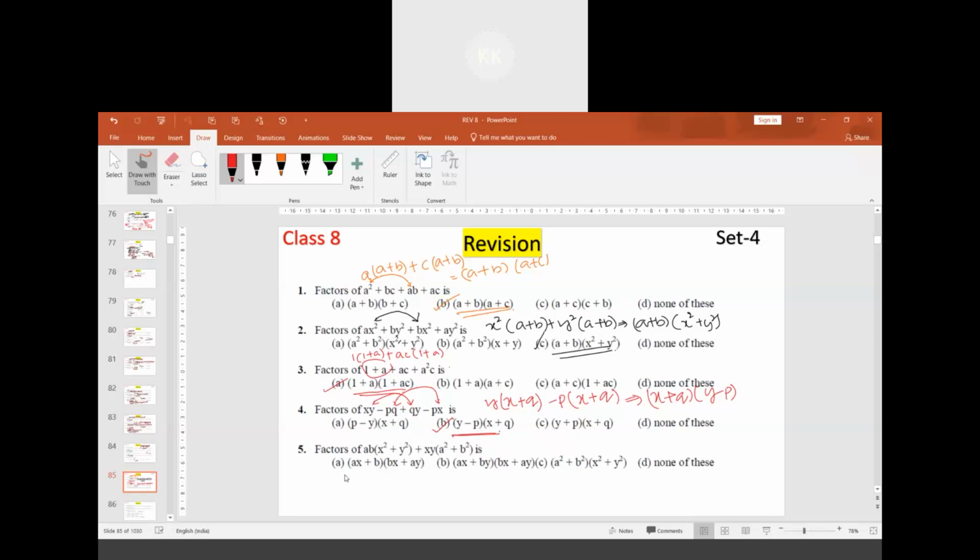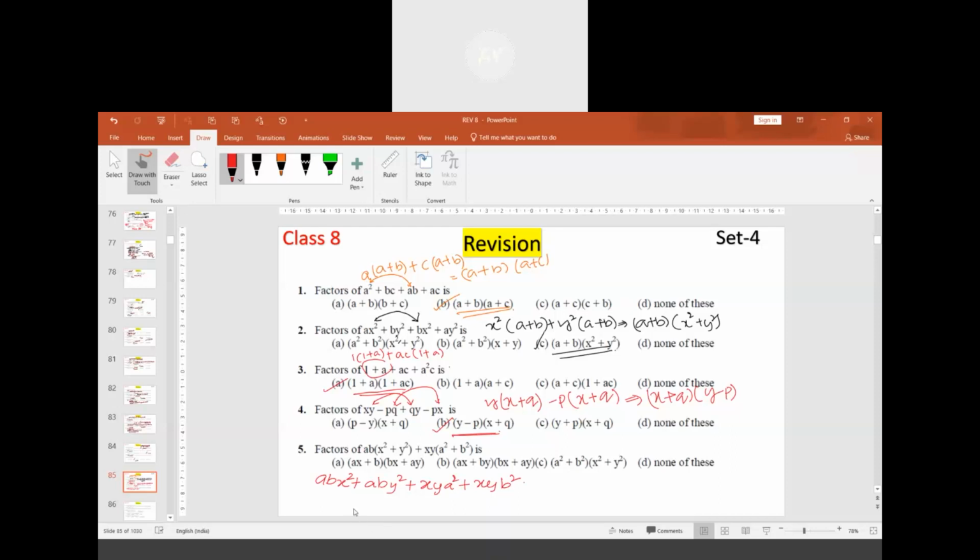Moving on to question 5. They have given an expression like this. How to find the factor? We have to simplify, then only we'll get it, sir. The ab x square plus ab y square plus xy a square plus xy b square.